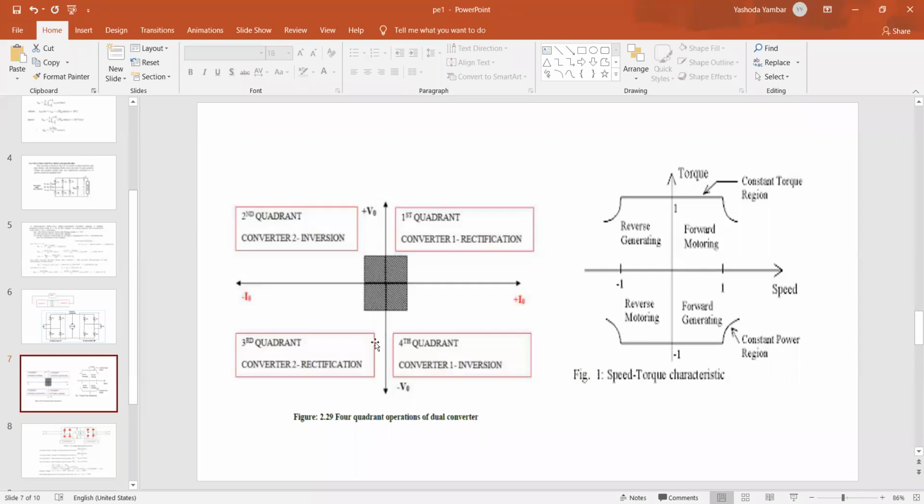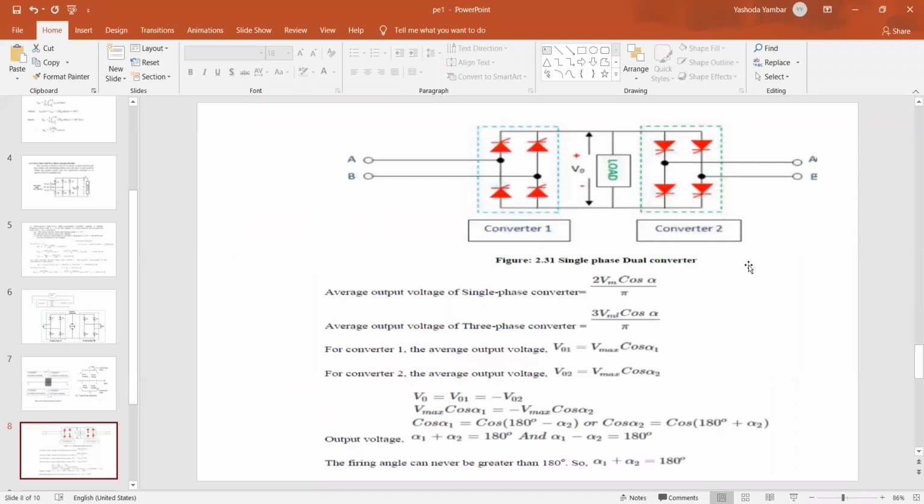So the dual converter says that we can make one particular machine act as a generator and as a motor, and that too in forward and backward directions. So for this tabular column we have to give the explanation. Now let us see the derivation part of the dual converter.